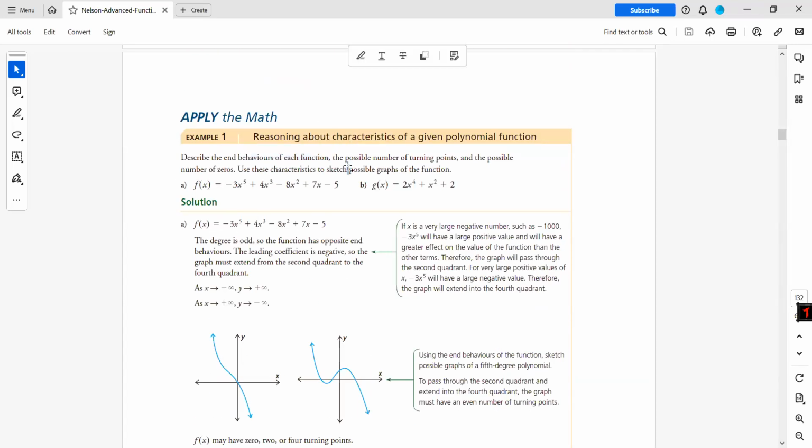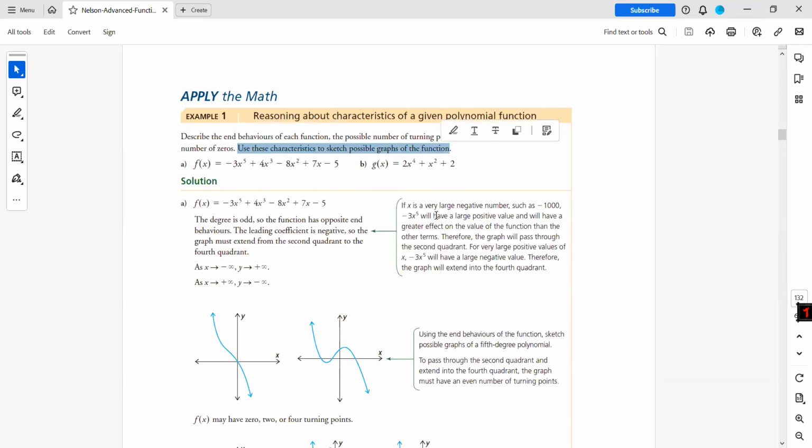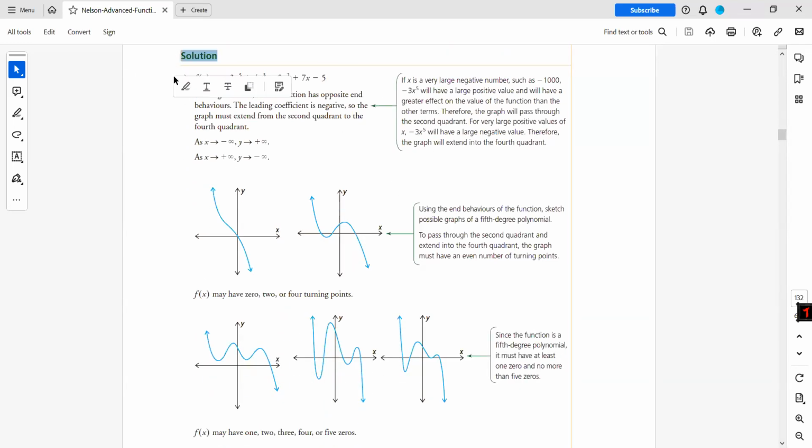Describe the end behavior of each function, the possible number of turning points, and the possible number of zeros. Use these characteristics to sketch a possible graph of the function. And here is example A. I strongly encourage all of you to focus on this now.